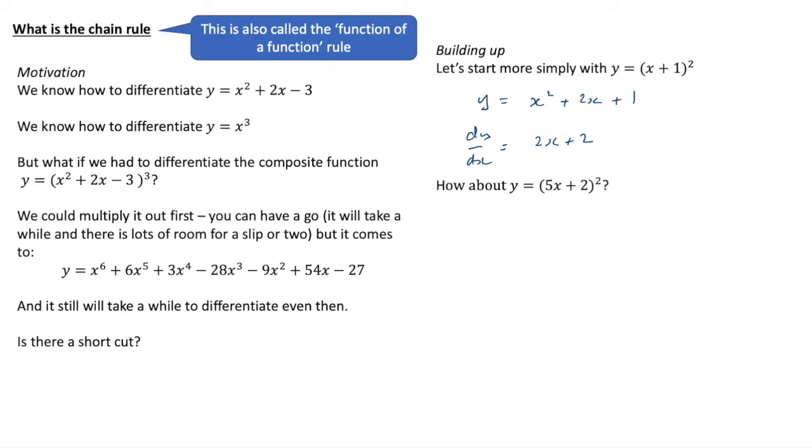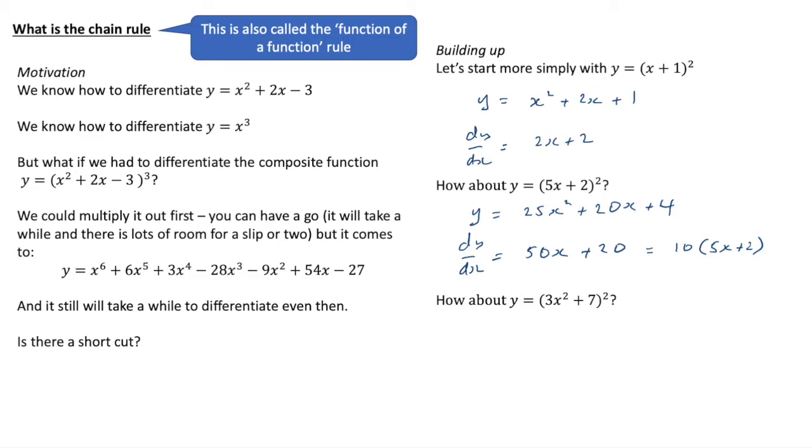Slightly more difficult, but not much, is y equals (5x plus 2) squared. Multiply that out and we get our 25x squared, 2 times 5x times 2, which gives us 20x, and then the 2 squared gives us 4. Then we differentiate that separately, and that gives us 50x plus 20, and we can factorise that to give us 10 times (5x plus 2).